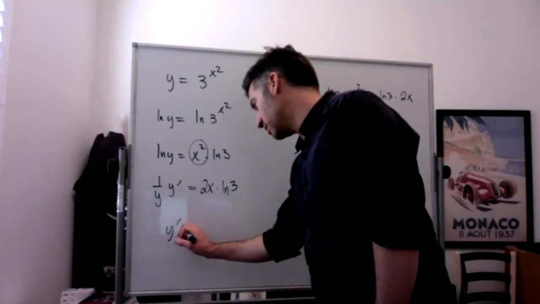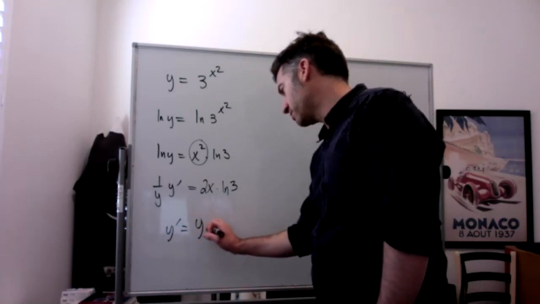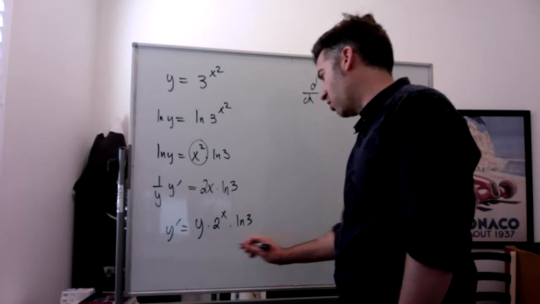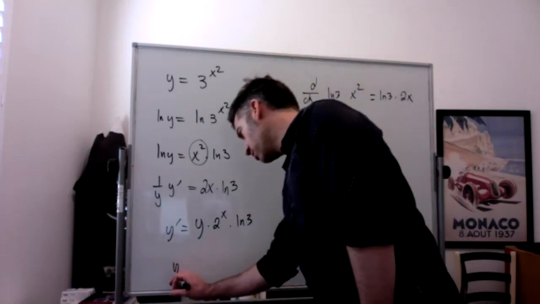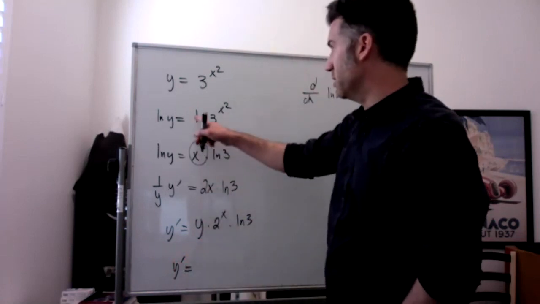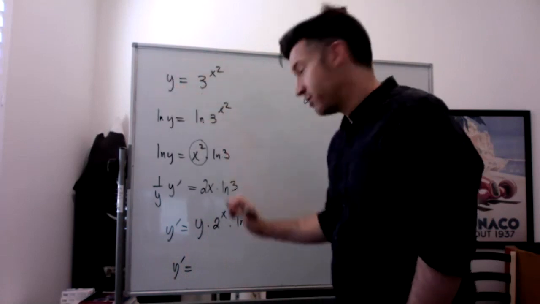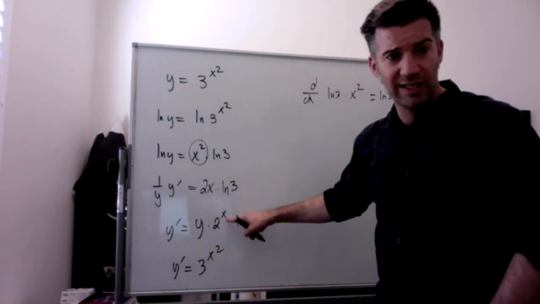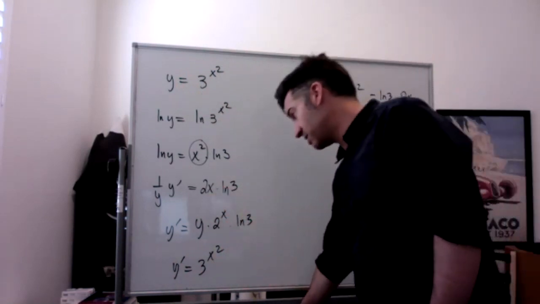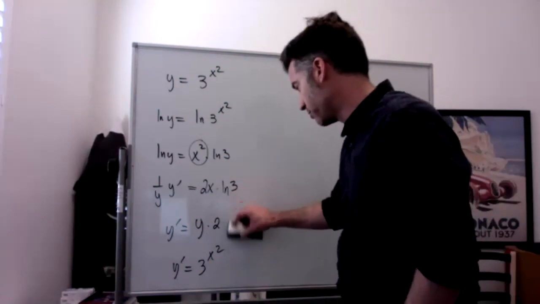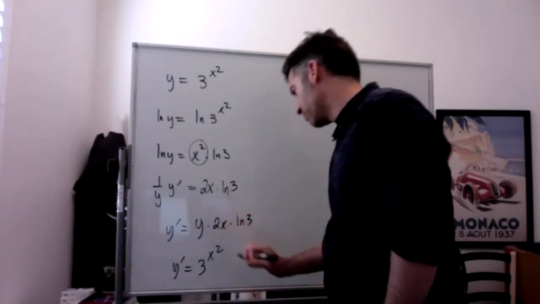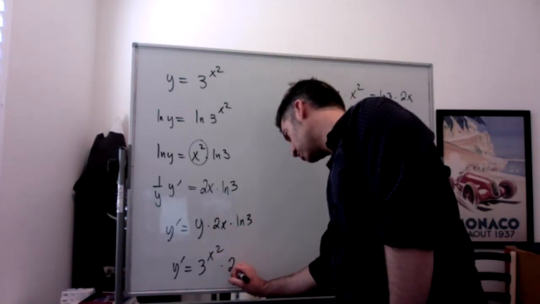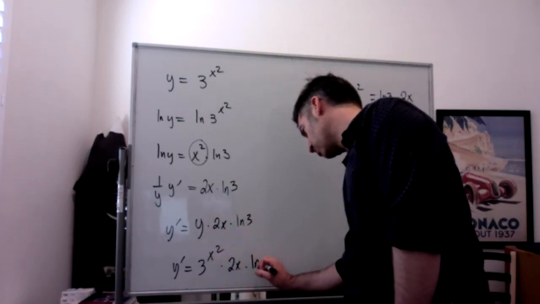So y prime is equal to y times 2x times the natural log of 3. Remembering that y is 3 to the x squared, my y prime here is 3 to the x squared. Now I made a little mistake there. I accidentally wrote 2 to the x. It should be 2x. Don't make that mistake. It's easy to make. So my derivative is 3 to the x squared, which is my y, times 2x times the natural log of 3.